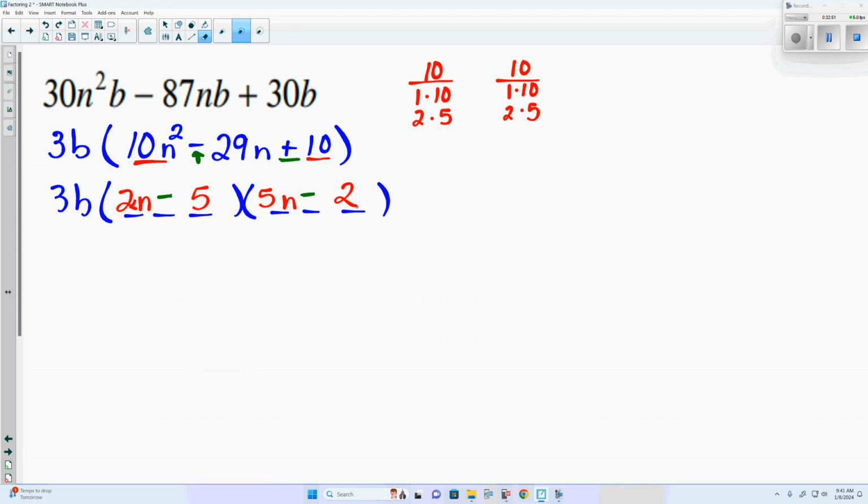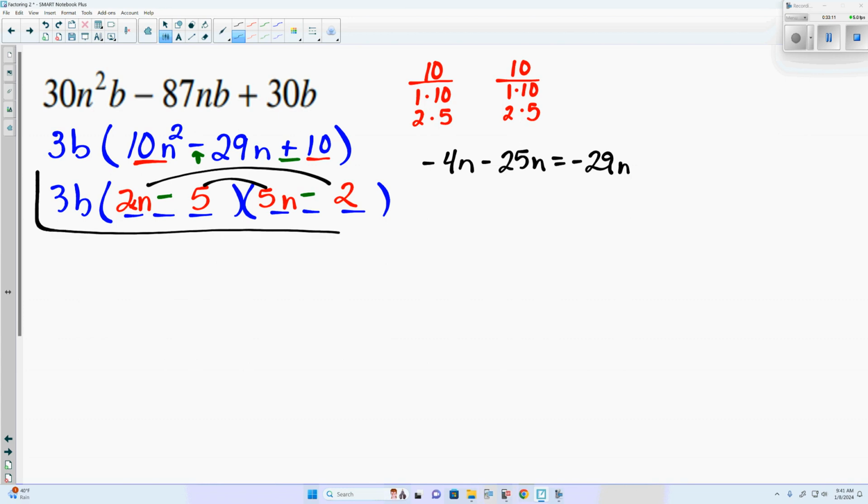So we can check this here. 2n times negative 2 is negative 4n. Negative 5 times 5n is negative 25n, giving us negative 29n. Is that what we wanted? Yes. Because we were looking back at this one here, not our original. So 3b times 2n minus 5 times 5n minus 2 is the correct answer.